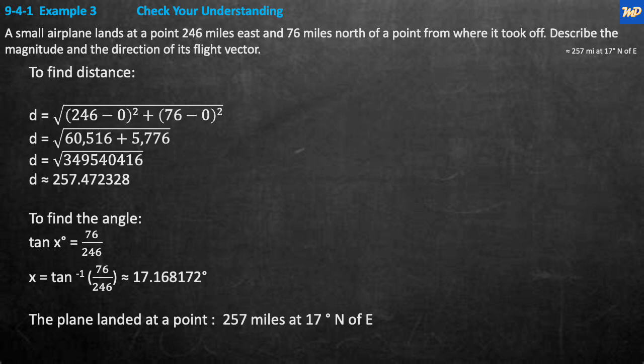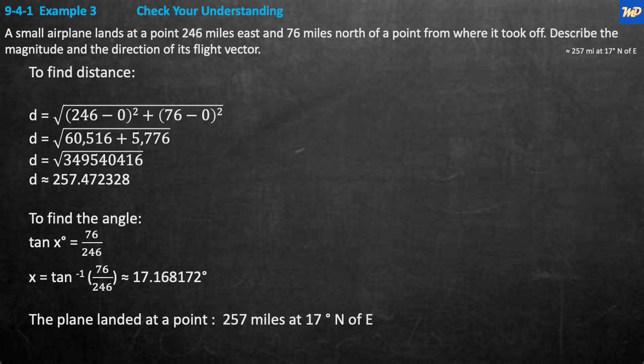It's the y2 minus y1 squared. So it's 246 minus 0 squared plus 76 minus 0 squared. And when you do the math on that, you're going to get 60,516, which is the square of 246, and 5,776, which is the square of 76. And when you add those together, you're going to get this.